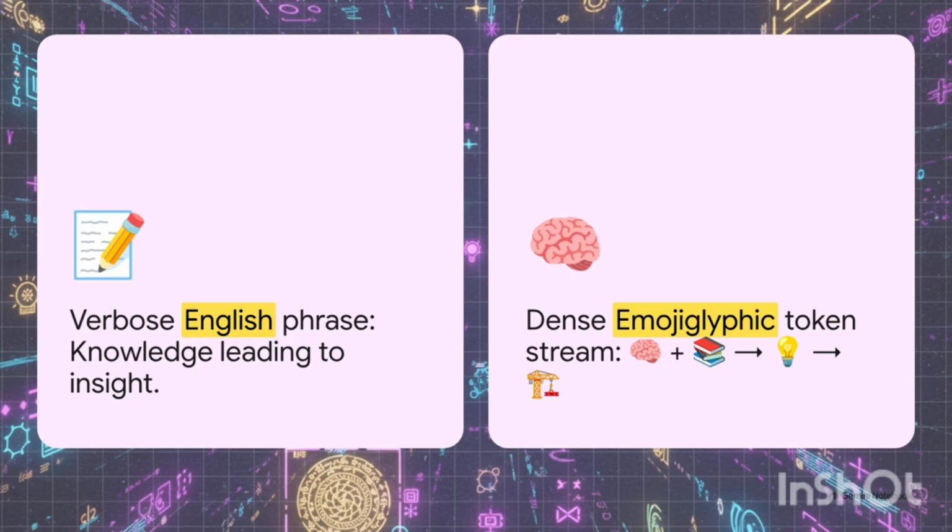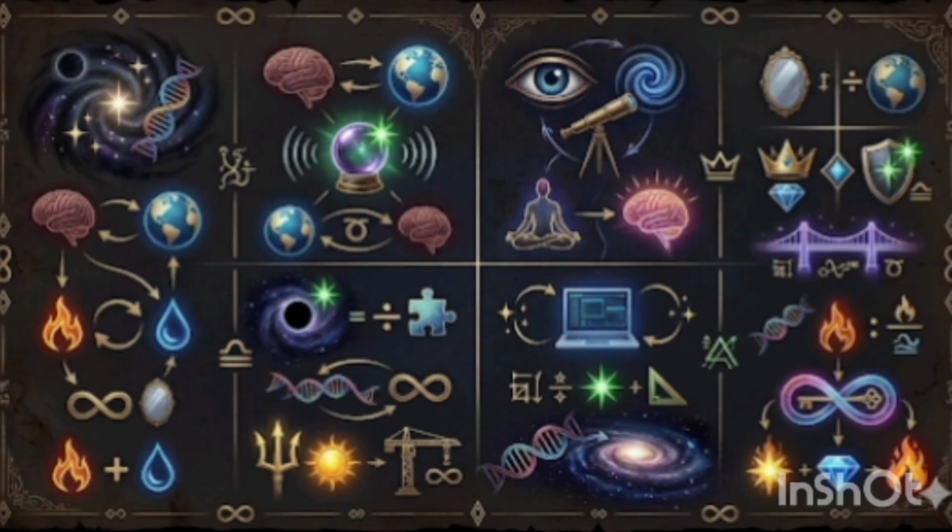Instantly, your brain grasps the narrative, right? Learning leads to a sudden idea, which leads to building something new. But in this architecture, that's not just a cute string of pictures, it's a formal equation. We're literally compressing verbose text into a highly dense semantic token stream.